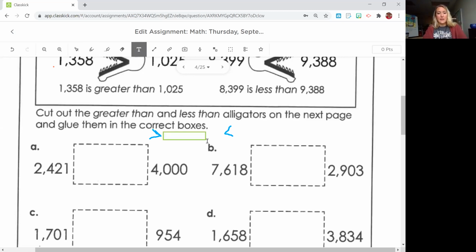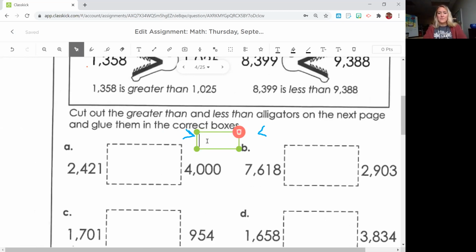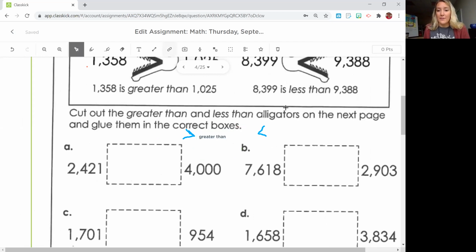So this is the, I said them backwards. If it opens to the left, that is called the greater than symbol. I'm sure you guys are picking out my mistakes. You guys are great learners. Greater than. For the second one, if it opens to the right, that is the less than symbol.